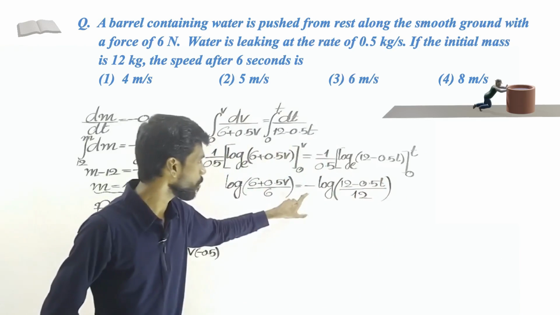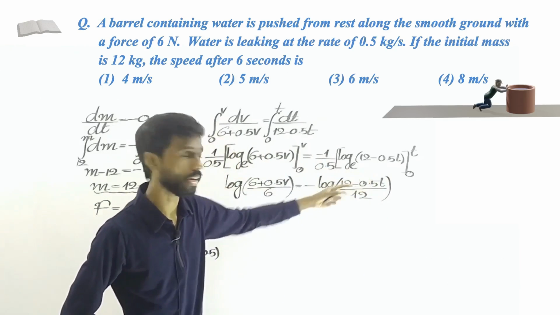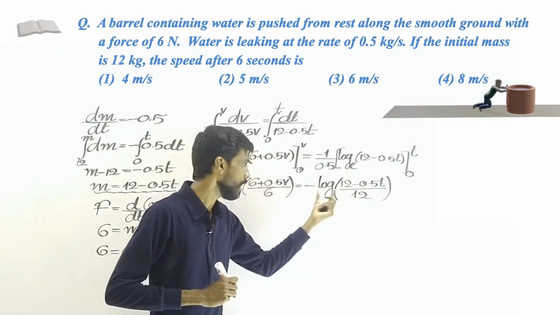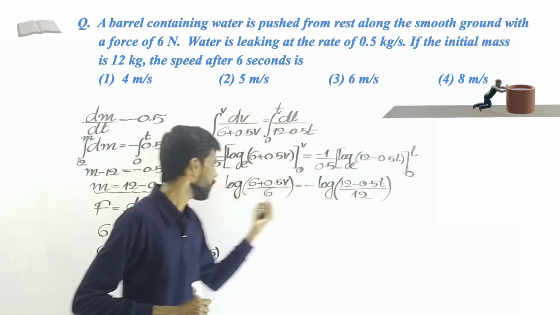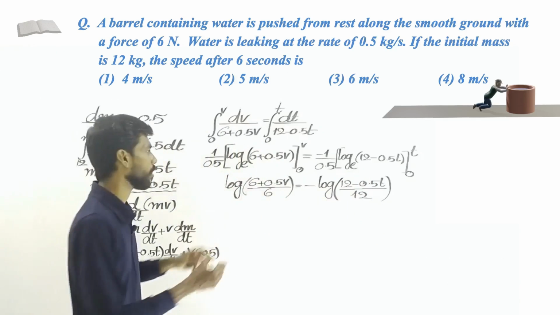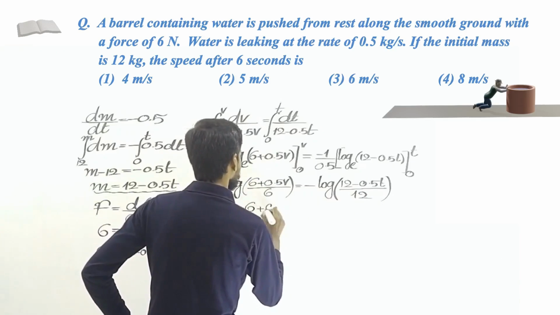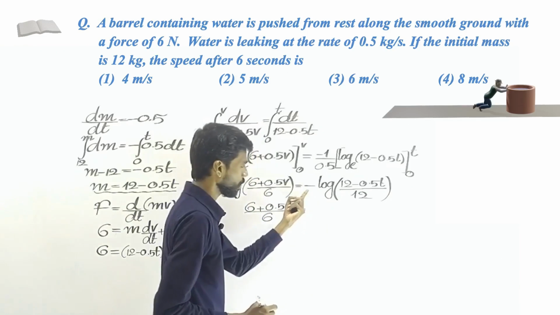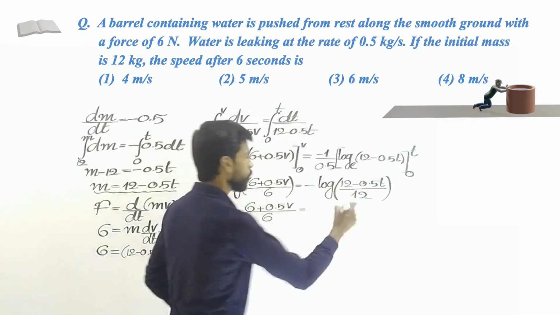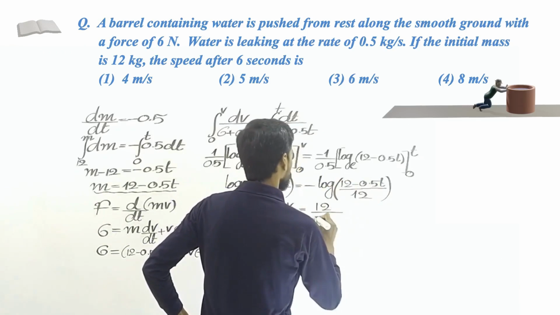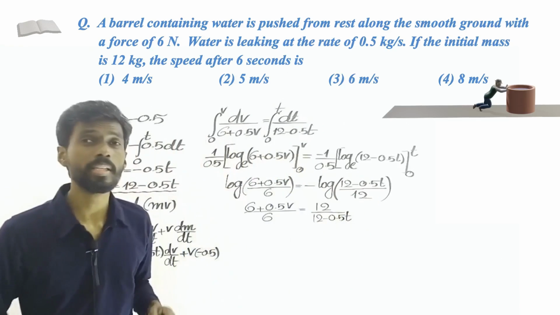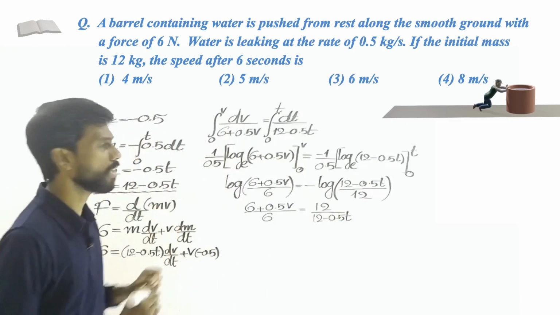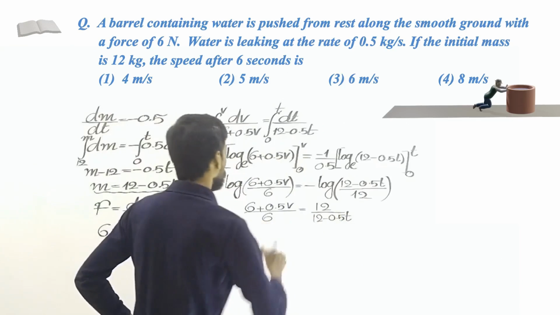Okay, now this minus can be taken inside, so this becomes the reciprocal, right? The minus of log of this value equals log of the reciprocal, 12 divided by (12 minus 0.5t). So log of this value equals log of this value, so we can remove the log. We can simply write (6 plus 0.5v) divided by 6 equals 12 divided by (12 minus 0.5t). Okay, so this is the relation between v and t, but t is given in the question, 6 seconds, so that can be substituted here.